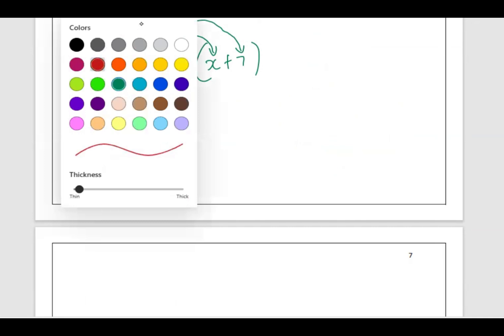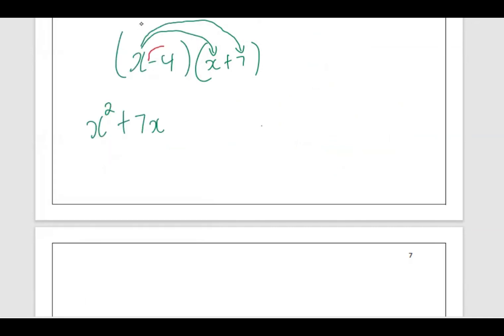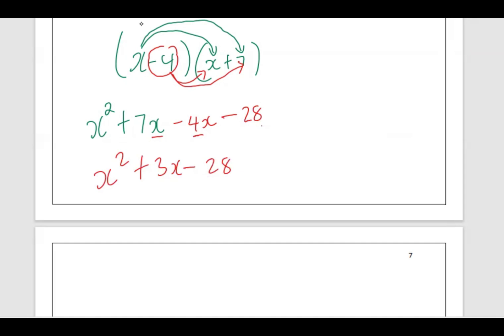But what we witness is that this 4 is a negative. So which means negative 4 times x, we're gonna get negative 4x. Negative 4 times 7 is gonna give us negative 28. Then these are like terms because they only have x and x. So that's gonna be x squared, 7 minus 4 is gonna be 3x. And then we're gonna have minus 28 as our answer.